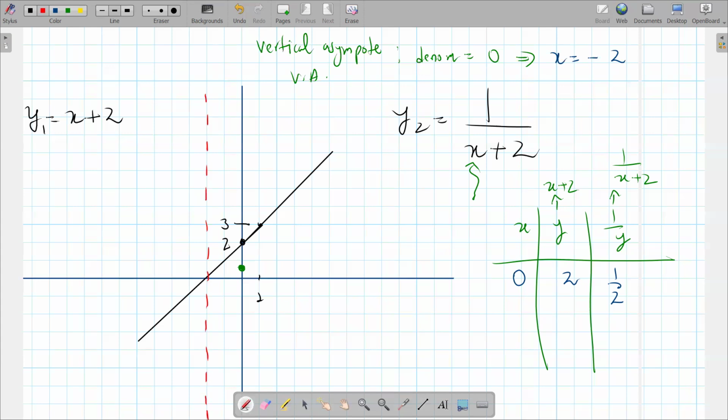And there's another asymptote for a reciprocal function. It's the horizontal asymptote. Without question, if your numerator is 1, or any number, it doesn't matter, as long as it doesn't have an x, that's the only requirement, your horizontal asymptote will always be at y equals 0. For a reciprocal function, the horizontal asymptote is always going to be the x-axis.